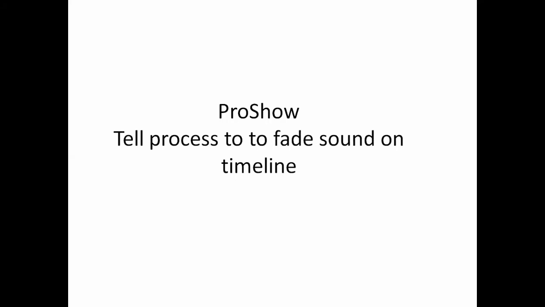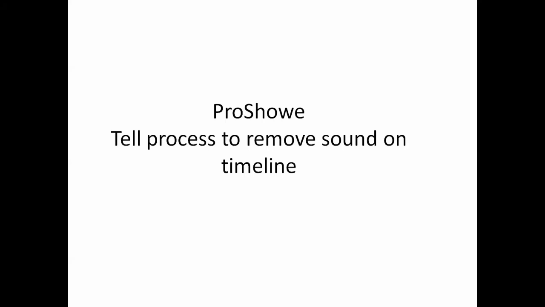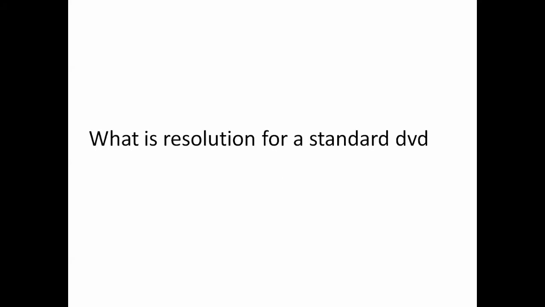Tell the process to fade a sound on the timeline. If you want to fade it in, what you would do is hold the Control key, click on the top left corner, and then drag in for that little dot. And when you drag in, it'll cause the sound to fade in. Tell the process to remove a sound on the timeline. Right-click on the sound and then select Delete.